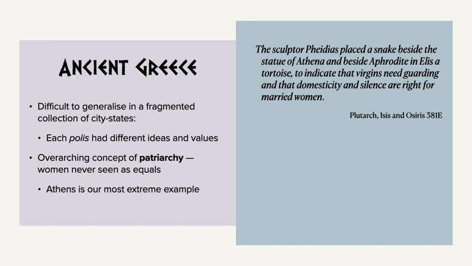There's a couple of nice quotes from primary sources here to indicate what the status of women was in Athenian society. So we've got a quote here from Plutarch talking about even the status of goddesses. There's a snake beside the statue of Athena because she's a virgin and virgins need guarding, whereas Aphrodite, the goddess of love, is accompanied by a tortoise, suggesting the link between domesticity and silence with married women. So even the goddesses are used to reflect these ideas and values.